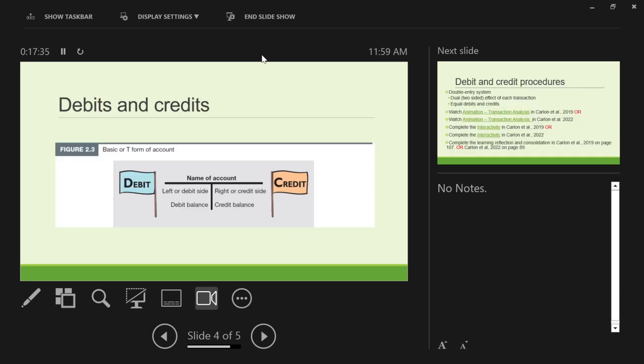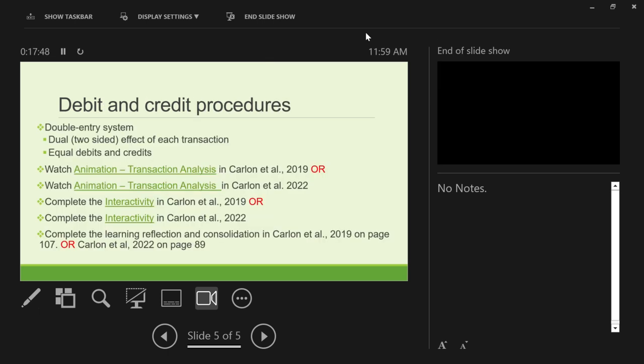That's the debit and credit rule, right side and left side. So all of this slide is basically whatever I've told you. This is the same thing: name of account, debit side, credit side. If you follow this, done. And there are animations and videos in this slide which you can watch later on.